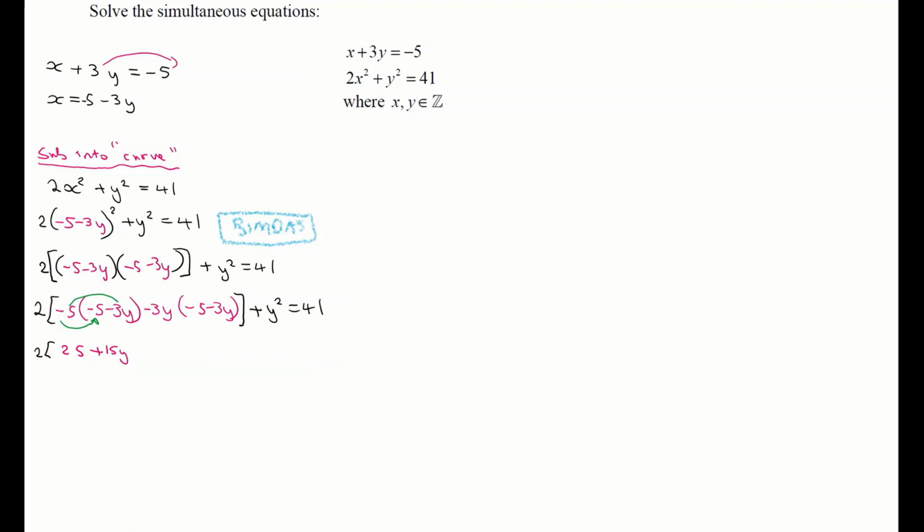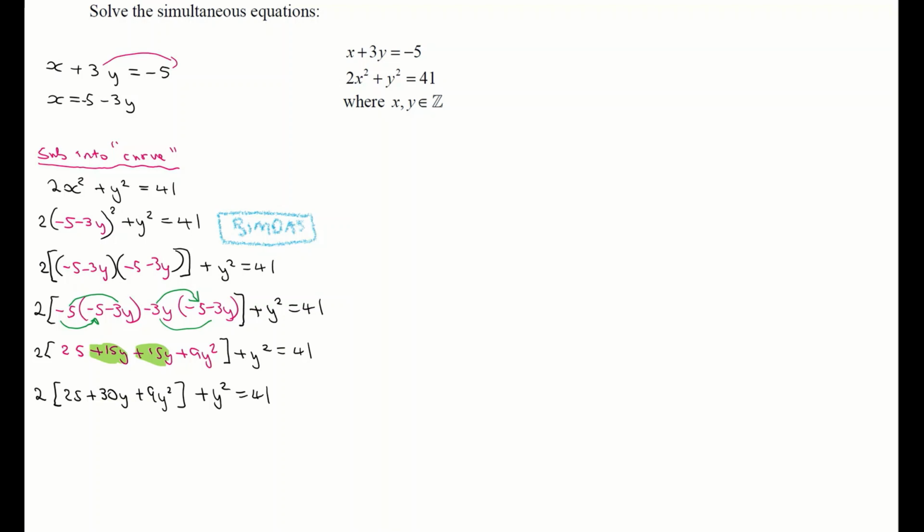I'm now doing the same again. I'm going minus 3y multiplied by minus 5, which is giving me positive 15y. And then I'm doing my final jump here, which is minus 3y by minus 3y, which is a positive 9y squared. And then we close off our square bracket, and make sure we put back in our plus y squared equals 41. Tidying up now inside our square brackets, I'm going to put the 15y and the 15y together to get 30y. So that's 25 plus 30y plus 9y squared, plus y squared equals 41.